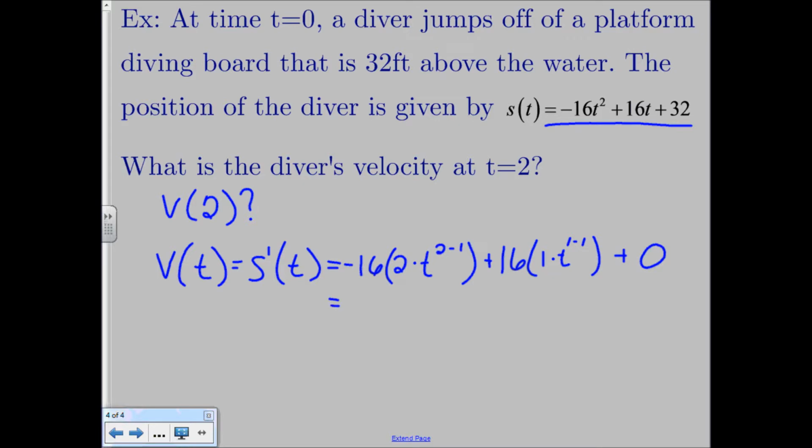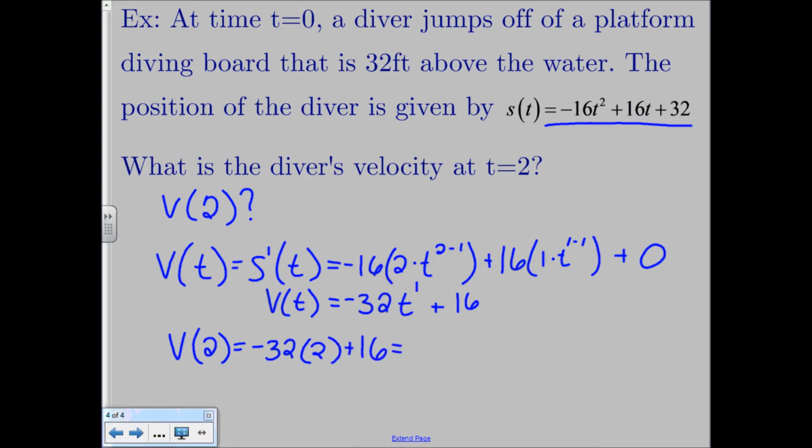So here, simplifying, we get negative 16 times 2, or negative 32, times t to the first power, plus 16, and then t to the 1 minus 1 power is just t to the 0, which is just 1. So our velocity function is going to be equal to negative 32t plus 16. So now to find the velocity at t equaling 2, we're just going to plug in for 2 and simplify. So we get v of 2 is going to be negative 32 times 2 plus 16. Negative 32 times 2 is negative 64, plus 16, which is going to give us negative 48.